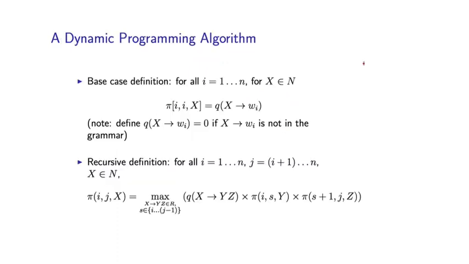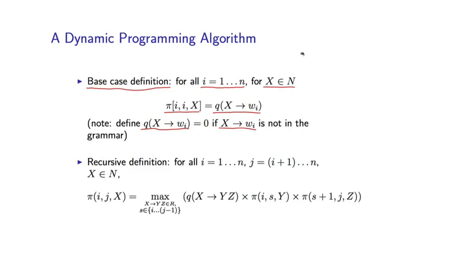Okay, so next we're going to consider the recursive definitions for these pi values, which will actually drive the dynamic programming algorithm. First of all, the base case of this recursion. For any i in the range 1 to n, for any non-terminal x, I can define pi of i, i, x to simply be the parameter q of x goes to wi, where I define q of x goes to wi equals 0 if this rule is not seen in the grammar.